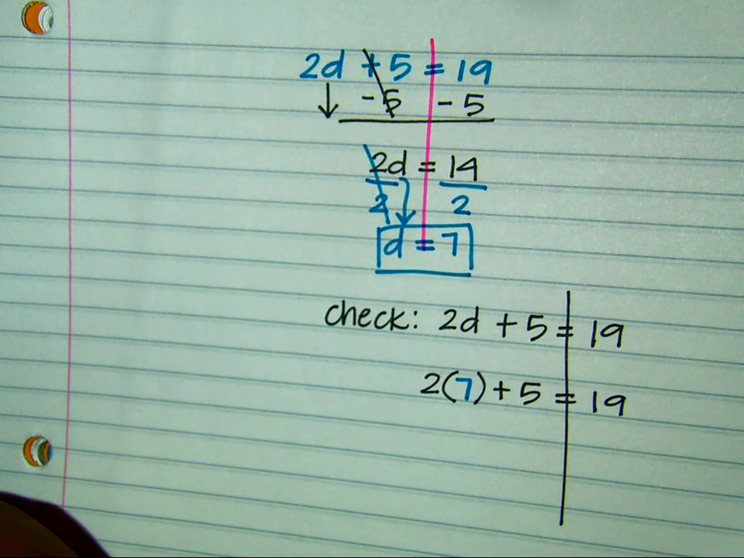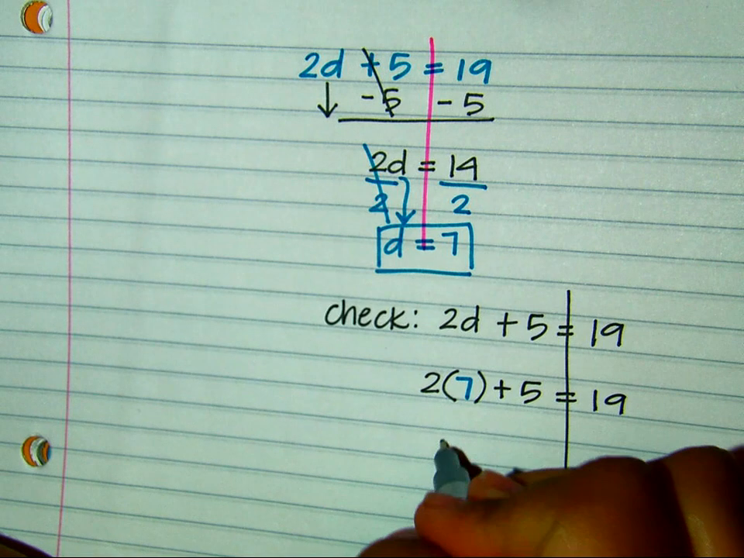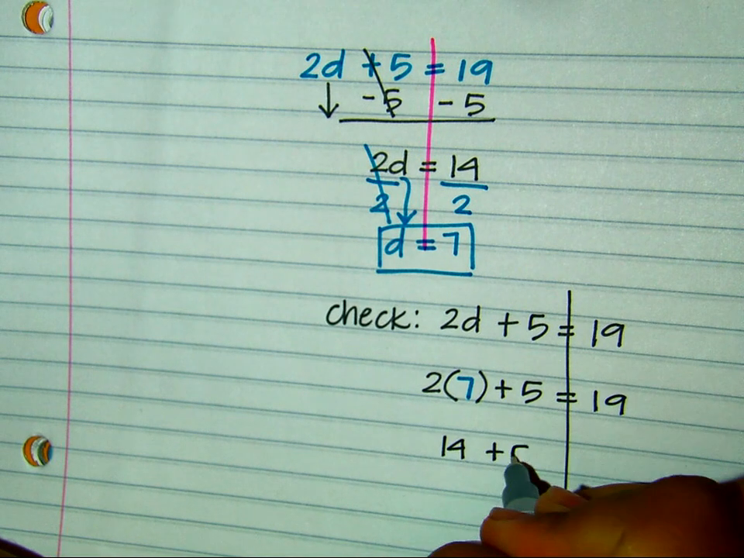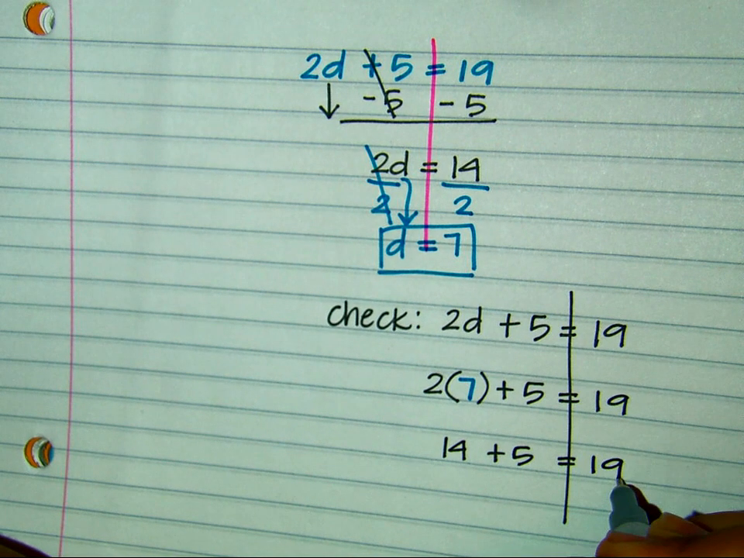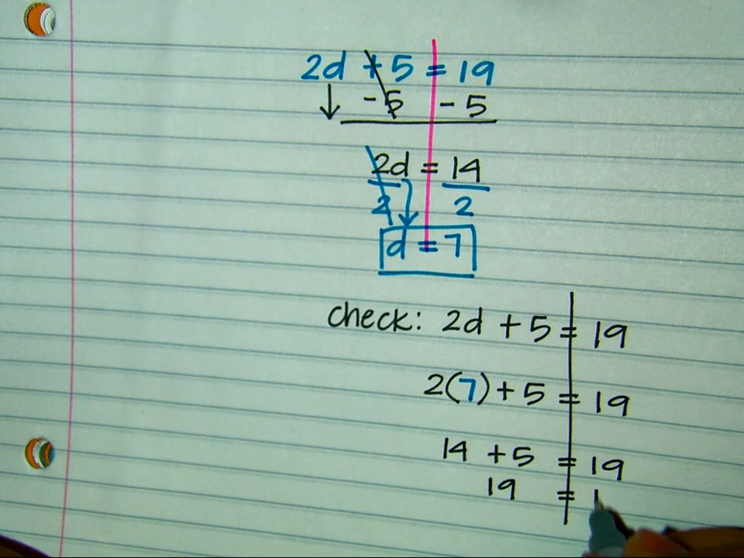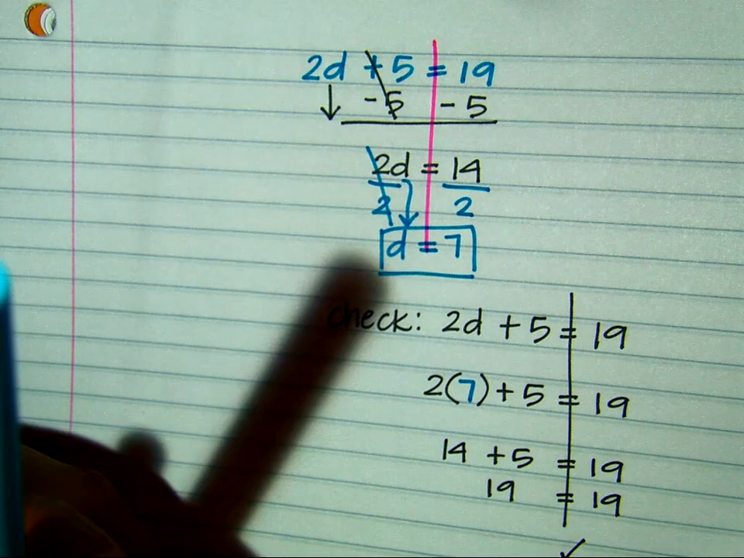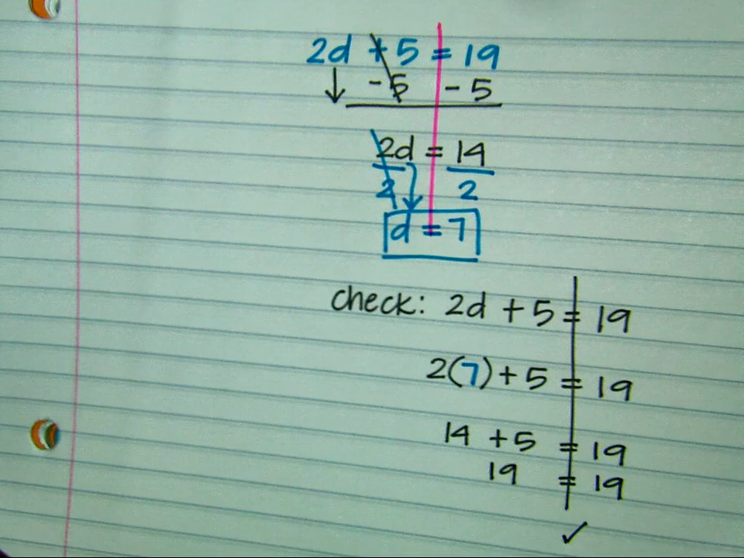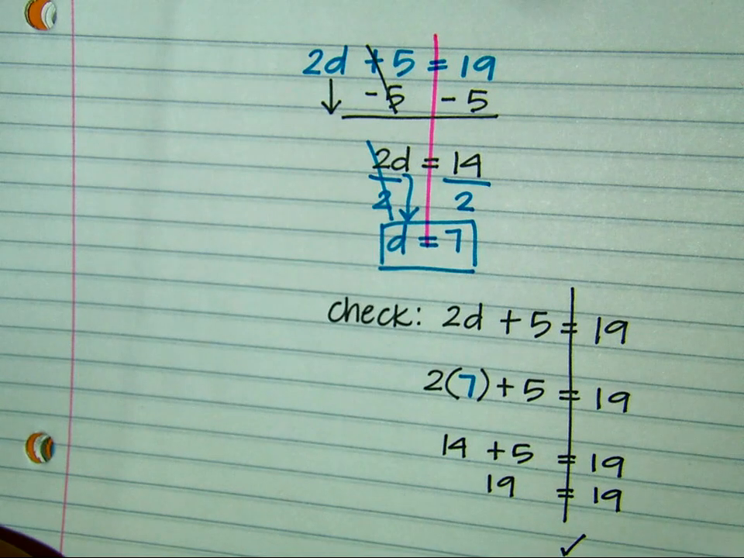Okay, so 2 times 7 is 14 plus 5 equals 19. 14 plus 5 is 19. And 19 does equal 19, so our solution of D equals 7 is correct.